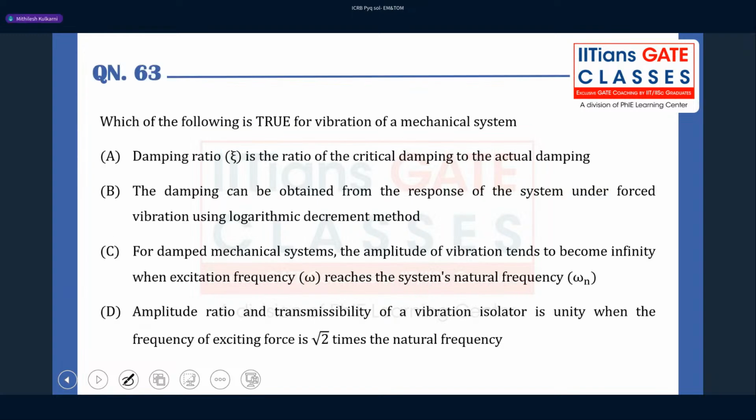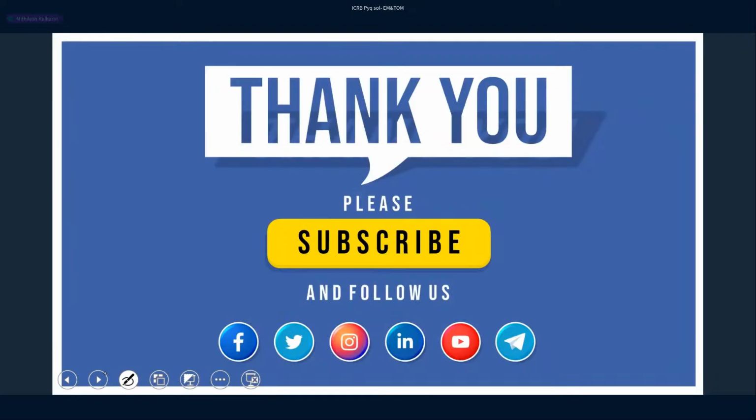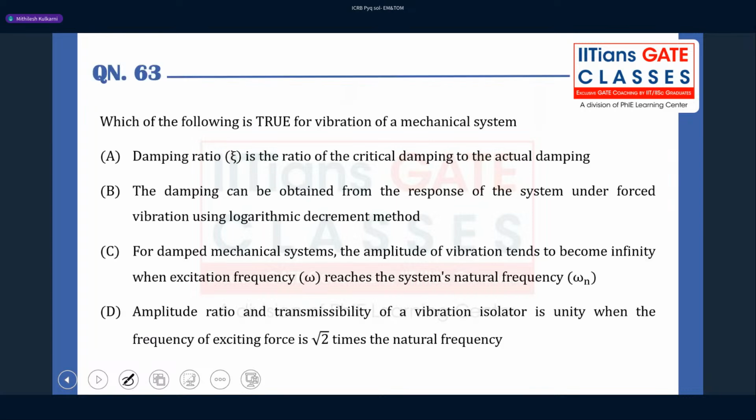We have a last question. This question is from the vibrations topic. Let's try to understand it. Which of the following is true for vibration of mechanical systems? The first option is damping ratio is the ratio of critical damping to the actual damping, which is wrong actually. You know this zeta is equal to C by Cc. So it's actual damping to the critical damping. So it's a reverse. So this statement is incorrect.